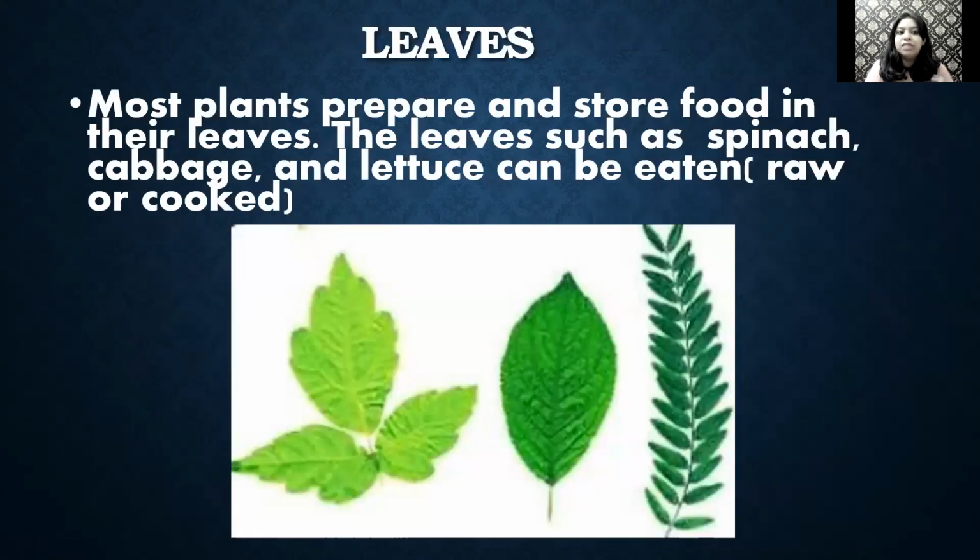Moving on to leaves. Most plants prepare and store food in their leaves. The leaves such as spinach, cabbage, and lettuce can be eaten raw or cooked. So you can eat it either way. Either you can cook it or you can eat it raw. So what are these leaves that we eat that are coming from the plants? They are spinach, cabbage, and lettuce.